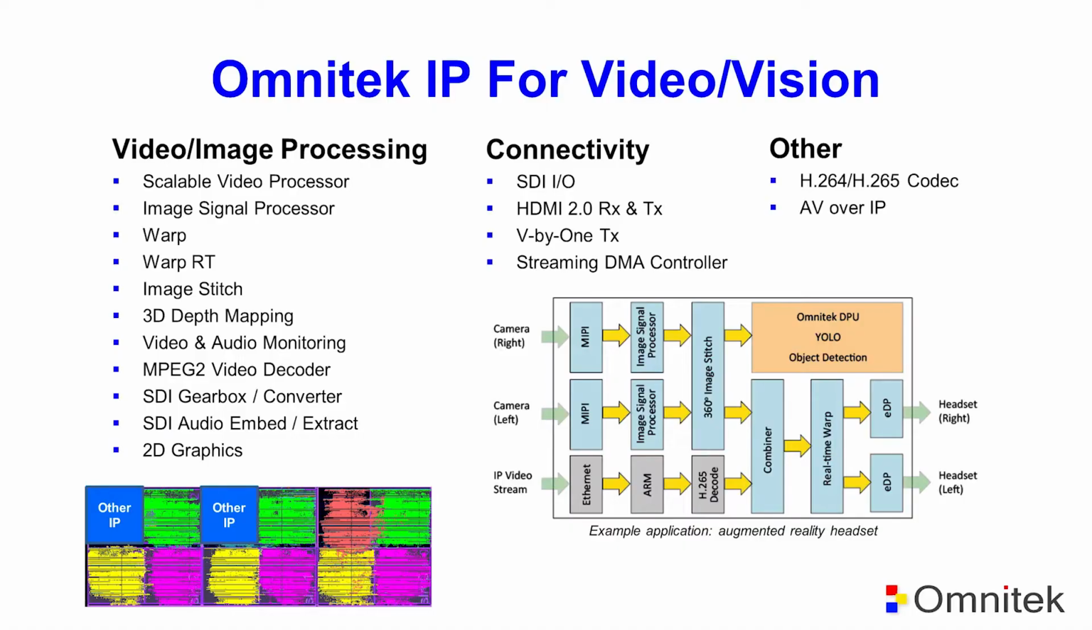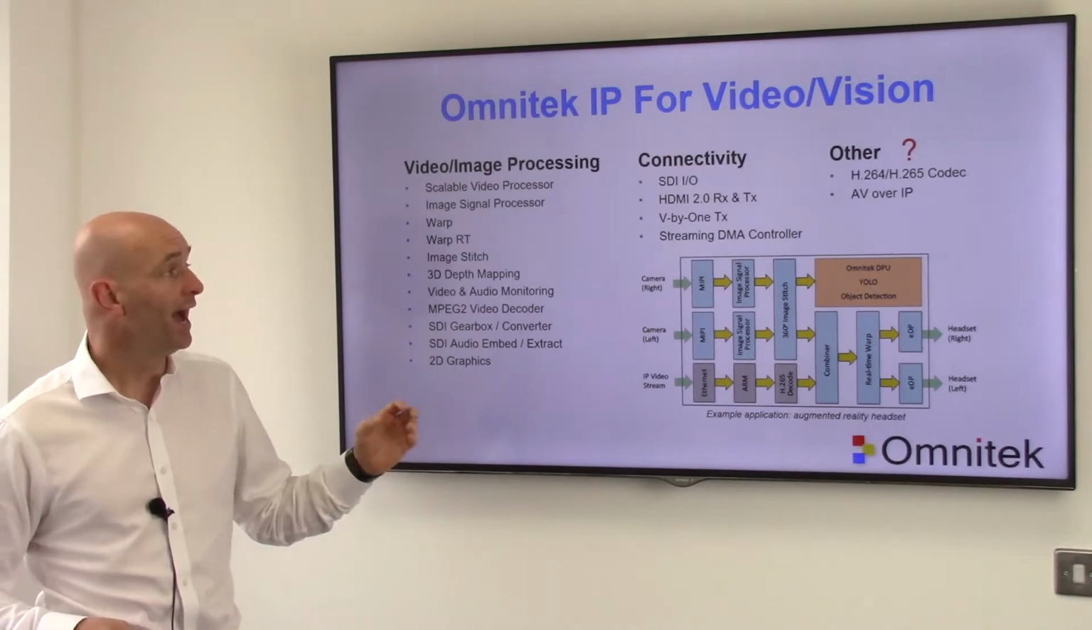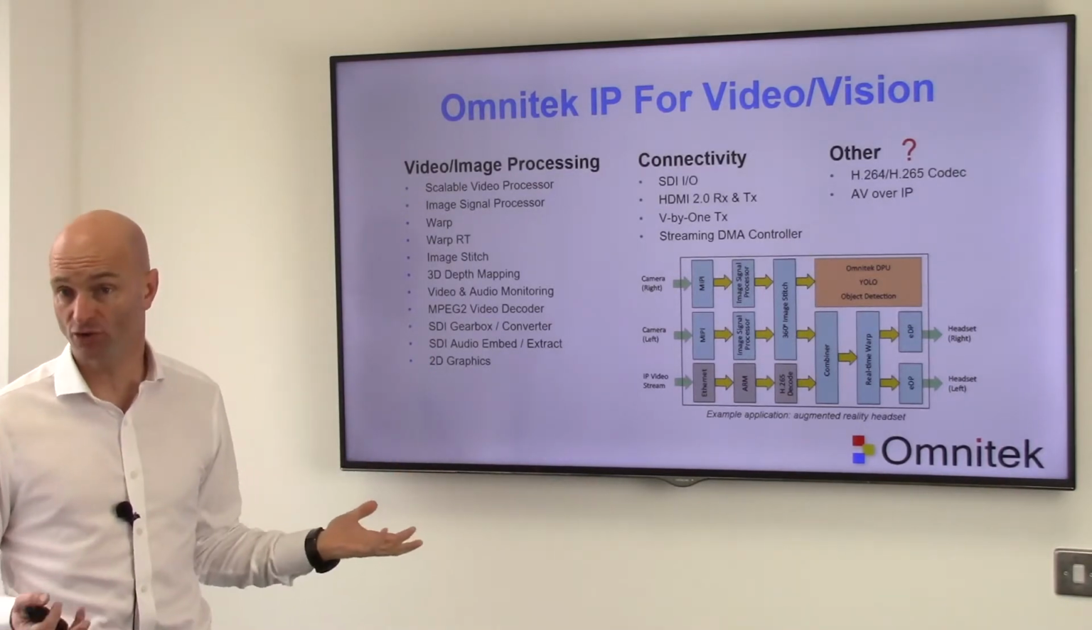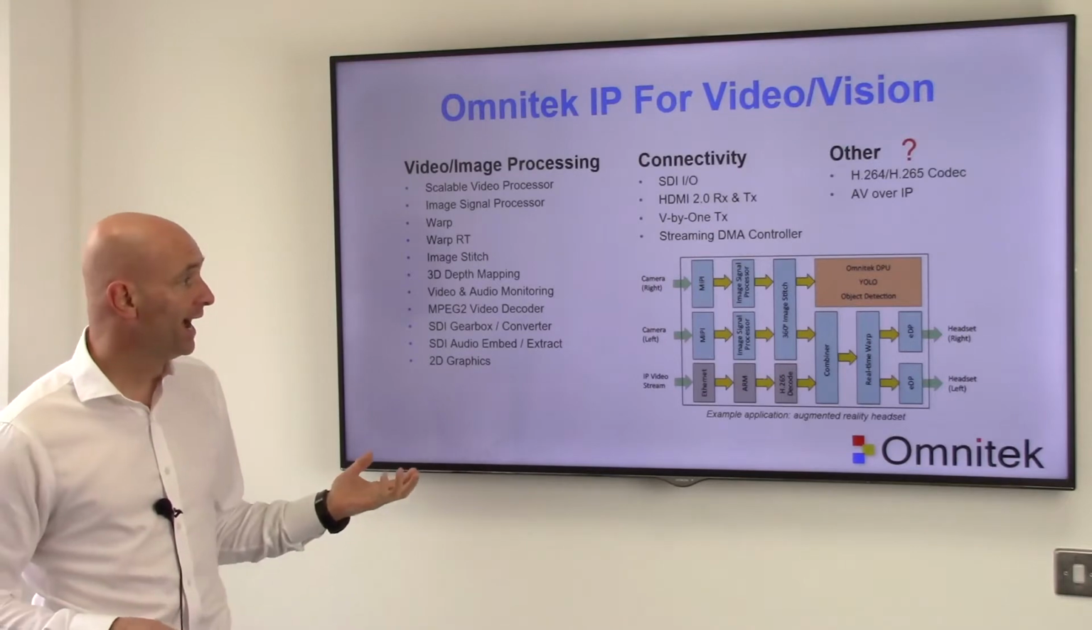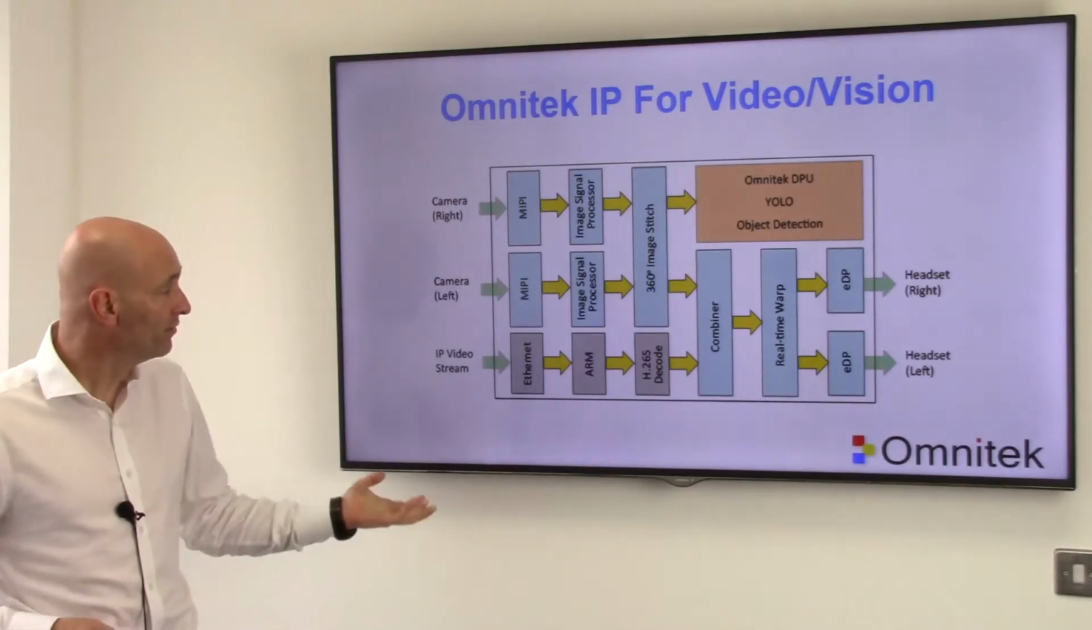Omnitech has a large library of IP, as you can see here, for video and vision processing, for connectivity. We can also integrate with hard IP and FPGAs such as H.265 encoders, and we can also integrate with custom IP and create new IP for the future. And of course we can integrate the DPU with this IP. And here's an example of how this might look.